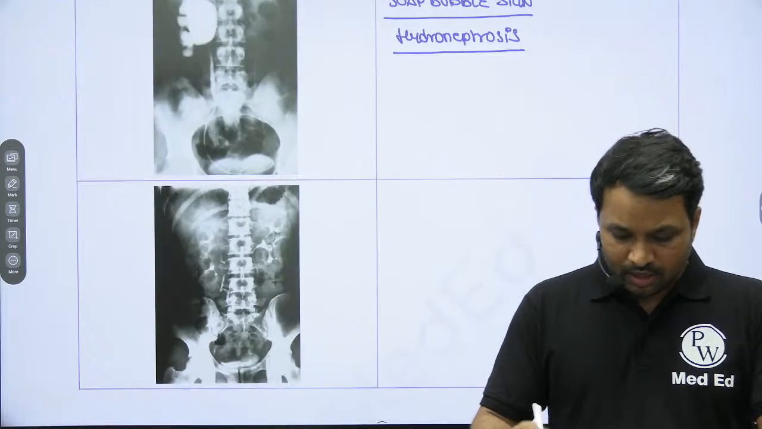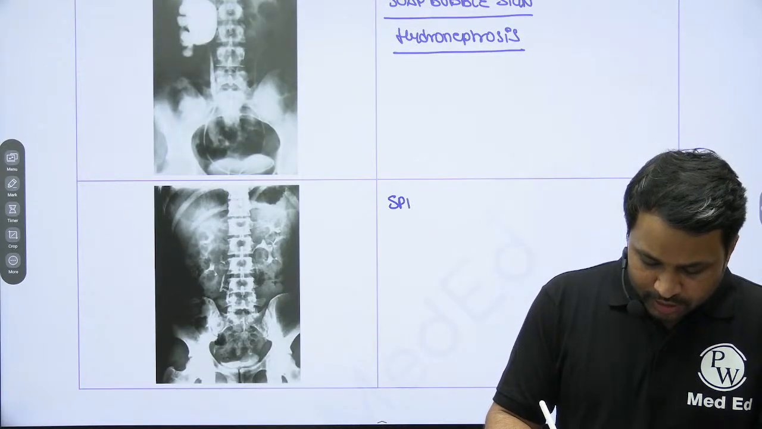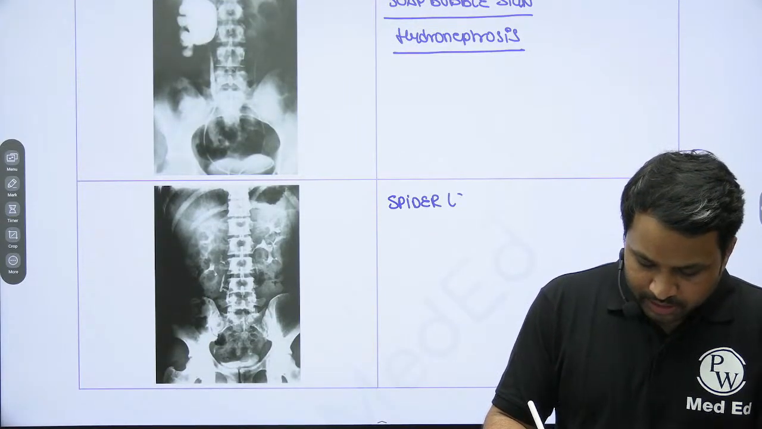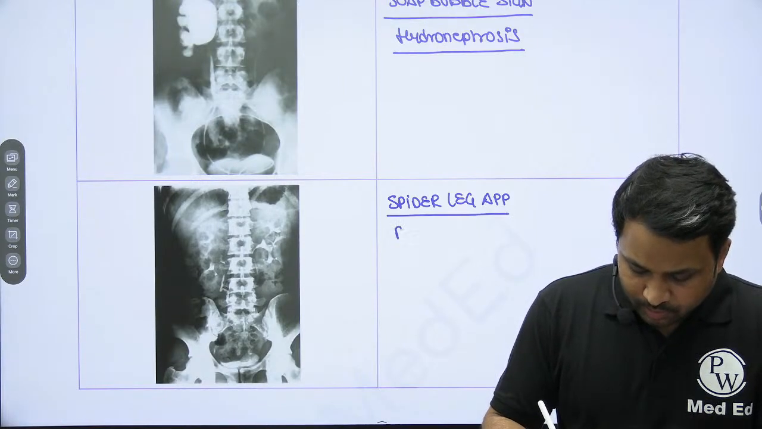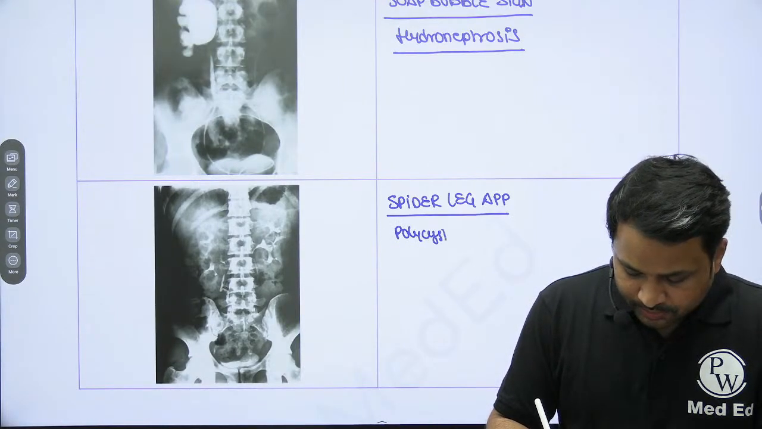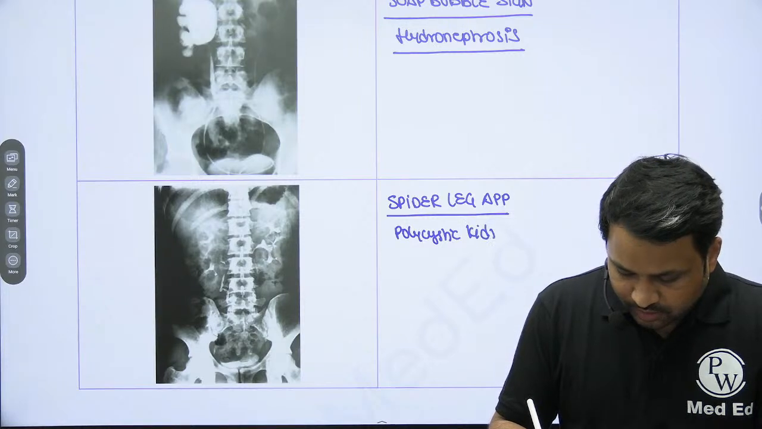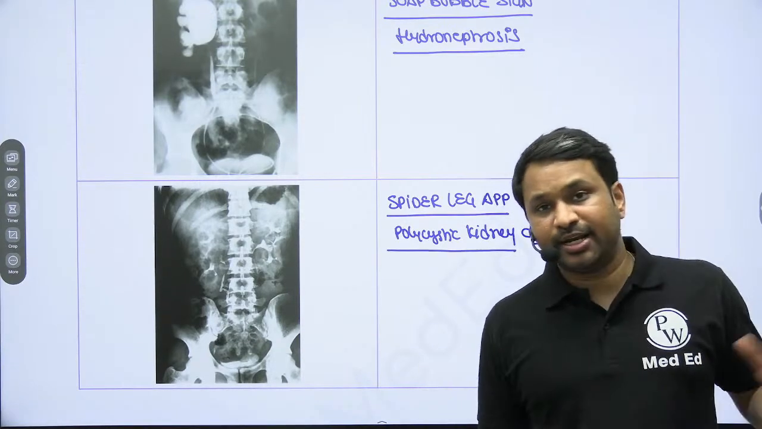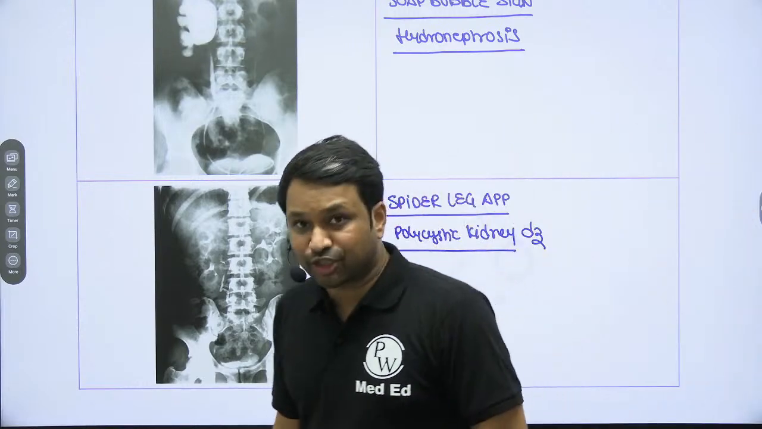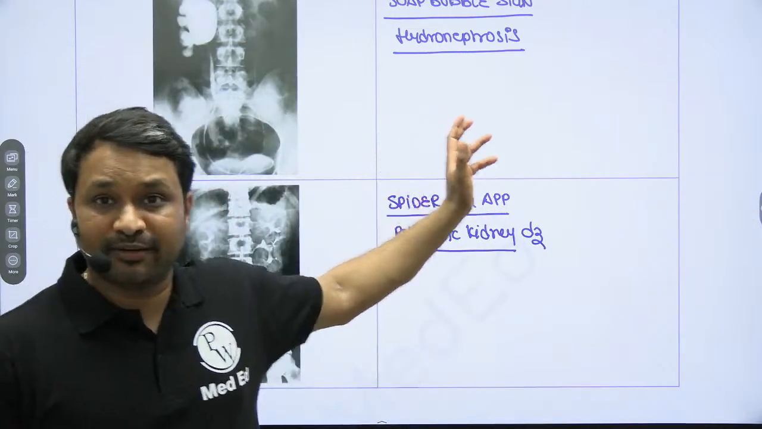Okay? The last one that you have is your spider leg appearance. This is seen in polycystic kidney disease. In adults, it is autosomal dominant. In children, it is autosomal recessive. It will have bilateral involvement. It is associated with end-stage renal disease.